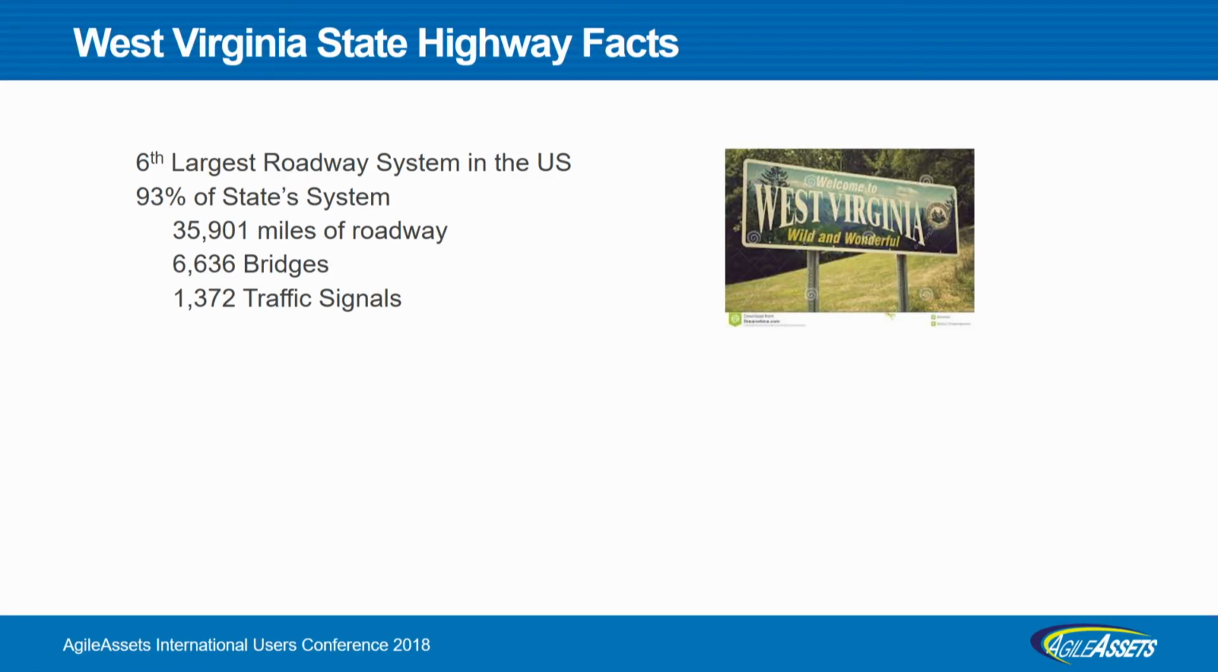All right, so West Virginia is a small state, but we have the 6th largest roadway system in the United States. That's largely because we're one of 4 states in the country that maintain the bulk of all of our roads. There are very few municipal streets, and all of our local roads are actually under the state highway system. So the state maintains 93% of the state's roads.